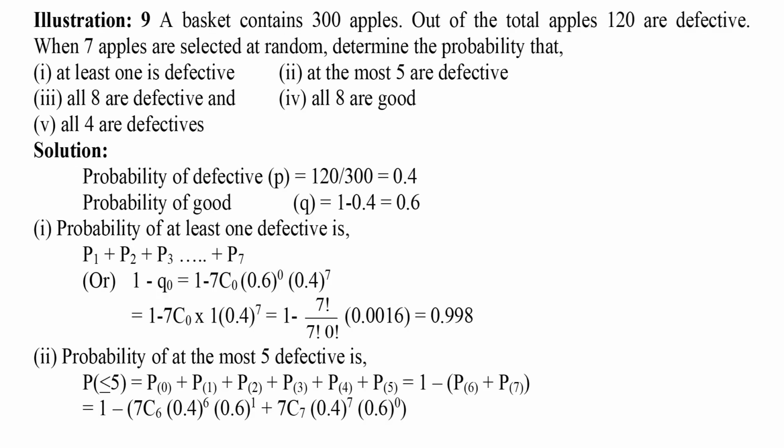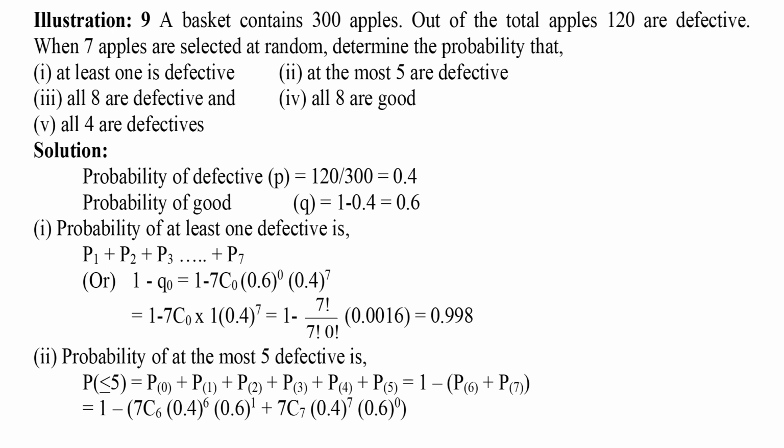Illustration 9. A basket contains 300 apples. Out of the total apples 120 are defective. When 7 apples are selected at random, determine the probability that I. At least 1 is defective. II. At most 5 are defective. III. All 7 are defective and IV. All 7 are good. V. Exactly 4 are defective. Solution. Probability of defective P equals 120 by 300 equals 0.4. Probability of good Q equals 1 minus 0.4 equals 0.6.